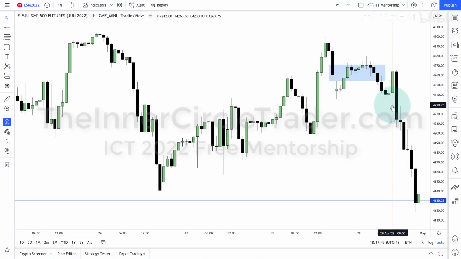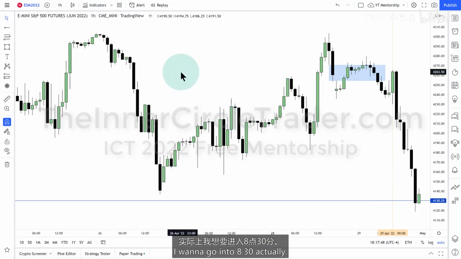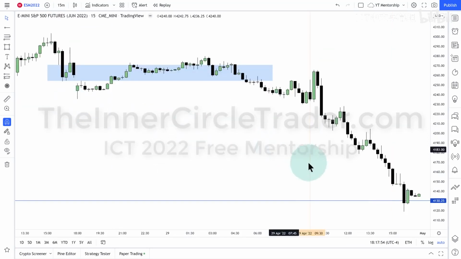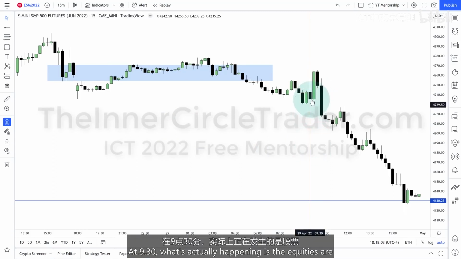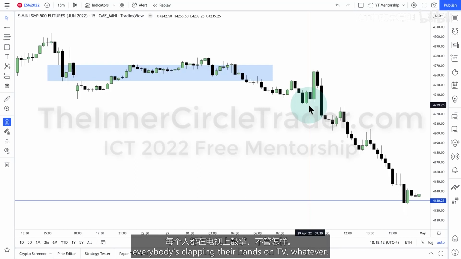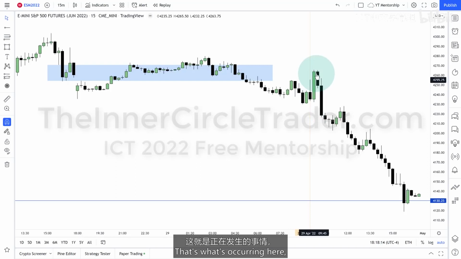And then here is 9 o'clock in the morning. I want to go into 8:30 actually, so let's go down to a 15-minute chart. So here's 9:30, that opening price here. At 9:30, what's actually happening is the equities are opening up. The stock market starts trading. That's when you hear the bell, ding, ding, ding. All of a sudden, everybody's clapping their hands on TV, whatever. That's what's occurring here. It's opening.